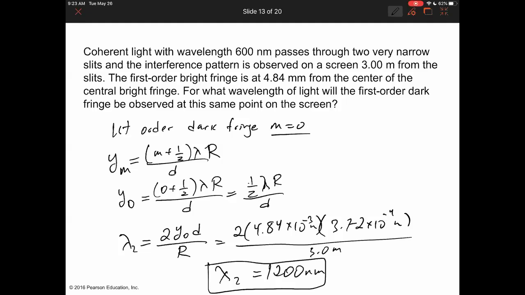I have a slightly different way of doing this in my slides, but I want to give you both ways so you can follow and solve problems different ways, because sometimes one way is easier for some students than the other. So go ahead and see what I have on the slides. This is basically the second version for that.